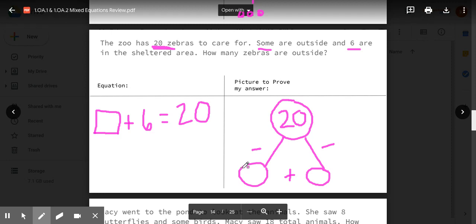And 6 is one of my parts. So now I have to figure out what I add to 6 to get 20. 6 plus what equals 20? To find that missing part, I can do 20 minus 6. So now I'm going to draw a picture to solve.